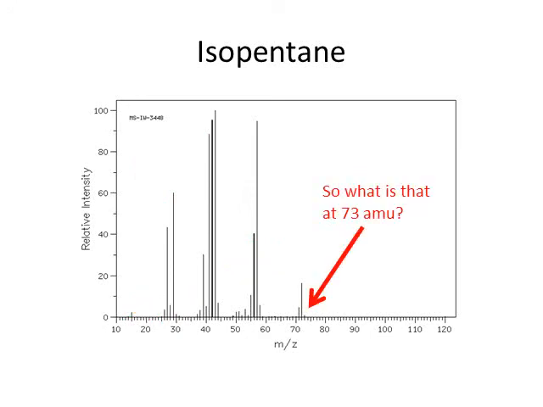But one peak that's kind of interesting. We said that isopentane weighs 72. But what's that little peak there at 73? Now this takes us back to the periodic table, because we got 72 by saying, well, C5H12. So each carbon weighs 12 and each hydrogen weighs 1. That gives us 72. But you know what?